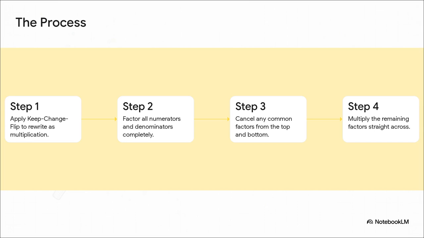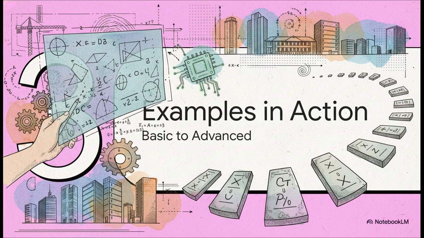Step 3 is the really fun part. You get to cancel out any common factors, anything that matches on the top and the bottom. And finally, step 4, you just multiply whatever's left straight across. That's our roadmap. All right, enough talk. Let's actually see this process in action. We're going to put it to the test and start with a pretty straightforward example just to get warmed up.